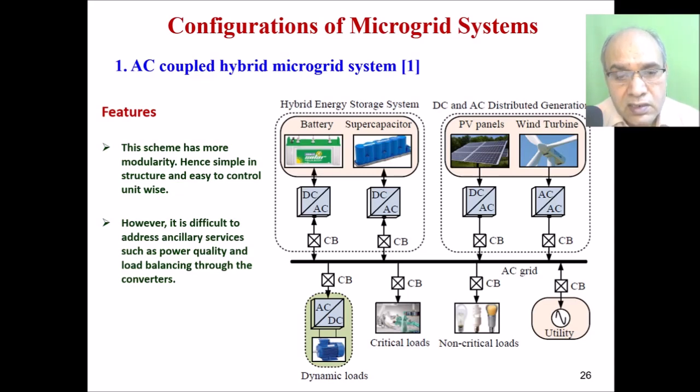We can broadly classify these microgrid systems as either AC coupled hybrid microgrid, or DC coupled hybrid microgrid, depending upon the emphasis of the bus. In case of the AC coupled, the emphasis is on the AC bus. The DC bus is used, but it is not a very integral part of the structure. This scheme is simple in structure and easy to control, but it is difficult to address the ancillary services such as power quality and load balancing through the converters.